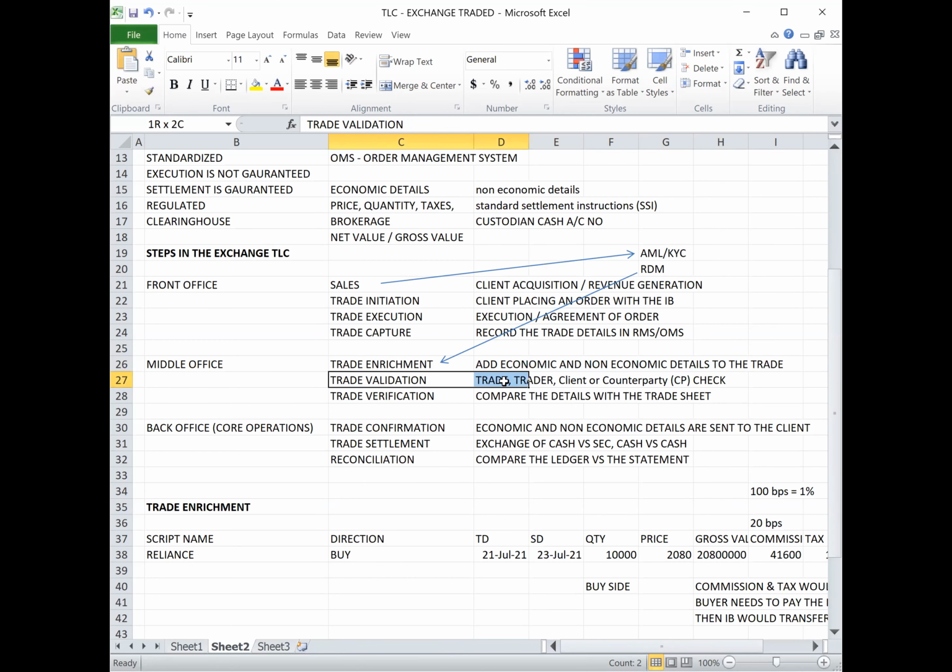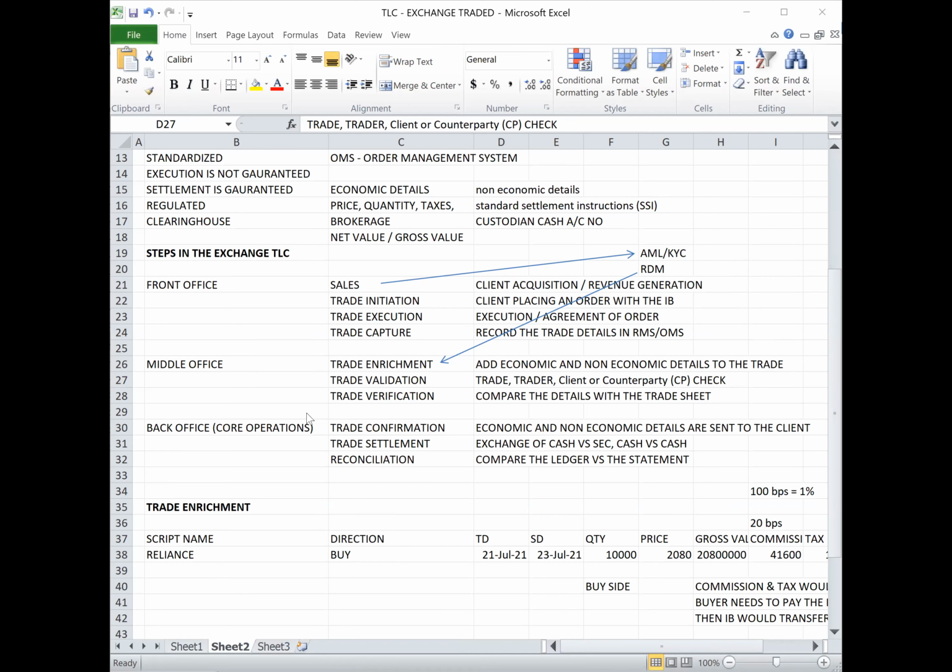Next step is to do trade validation. Okay, if you remember, we talked about they do various kinds of check, right? The middle office do various kinds of check. So here in this step, they will do three kinds of check. First is the trade check. What do we mean by trade check? We compare or match the trade details in the middle office system with the RMS, OMS, or the front office system.